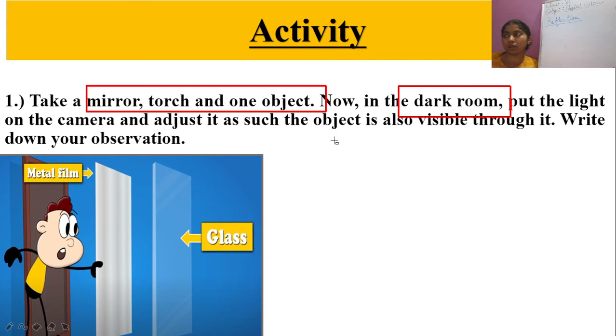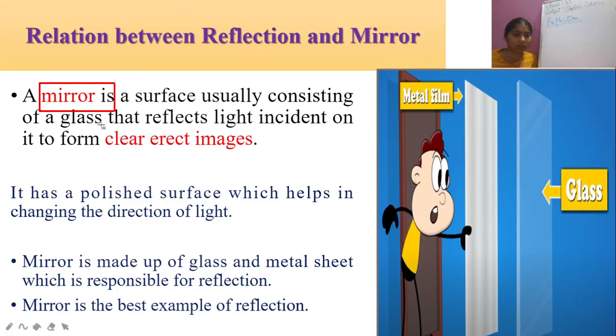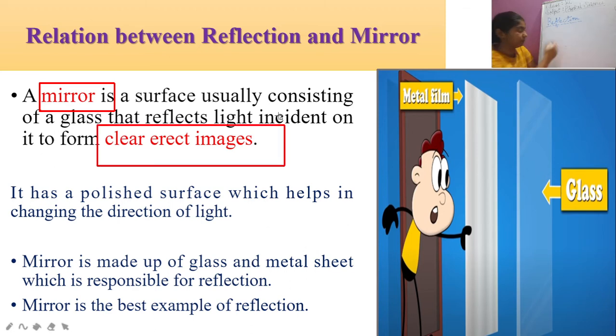Okay, so firstly we have a mirror. A mirror is a surface usually consisting of glass, and it reflects the light incident on it. It forms a clear and erect image, right? This is the image formed by a mirror. Please remember, students, these are important points: it is an erect image.